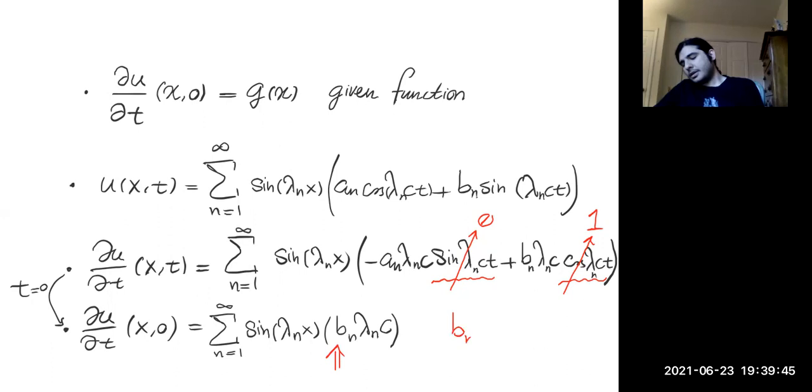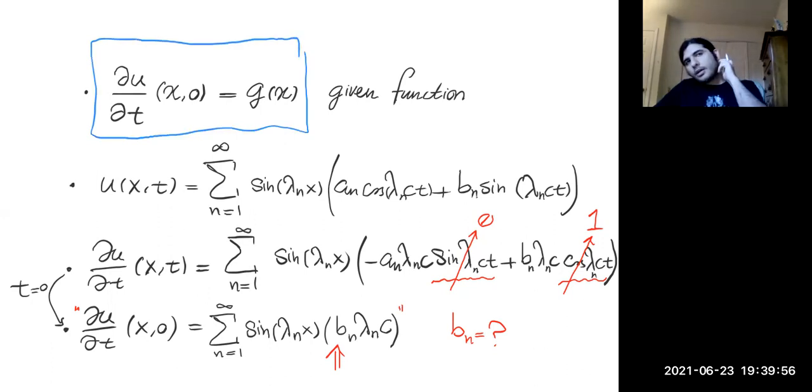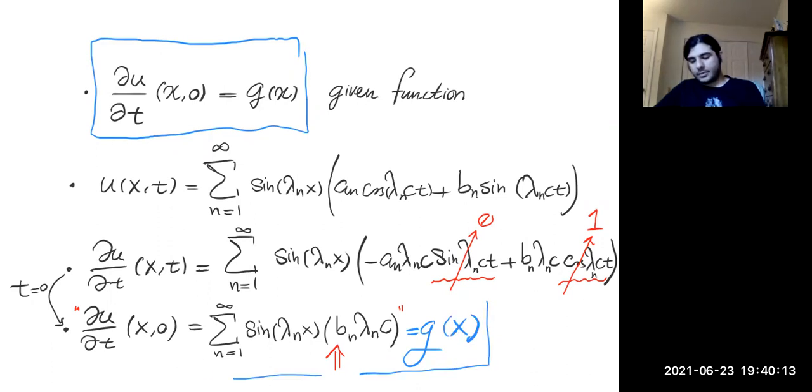So can we get what bn is from this equation? Yes, we can. This other initial condition told us u has the initial property that its derivative with respect to t at time t equals 0 is equal to g. So what we have here should be equal to g(x), and g(x) is given. It's something we know. So we should solve this equation for each bn.